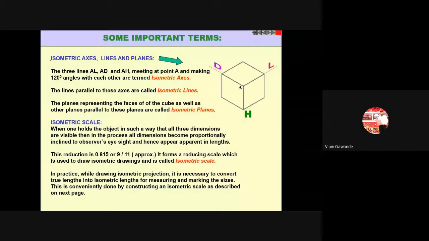Now this is again your MCQ question. What are the isometric axes? The isometric axes are AL, then AD, and AH. These three axes are called the isometric axes. So this you have to remember.